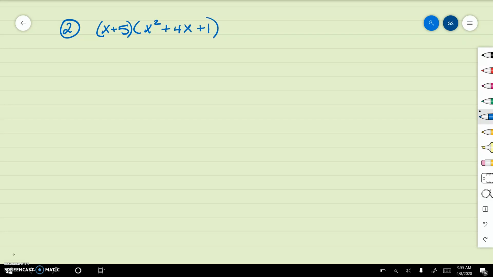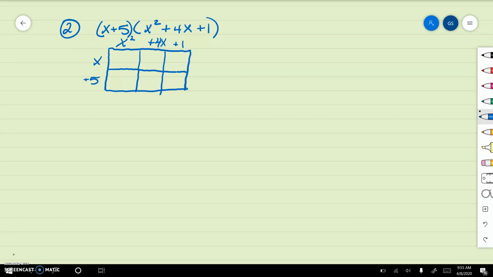Okay, we make our box, which is going to be a rectangular box now. We are going to make 3 columns, so we have 3 slots for the trinomial, and we have 2 slots on the side for the binomial. Okay, so binomial, x and positive 5. Trinomial goes across the top. There's 3 spots, x squared plus 4x plus 1.